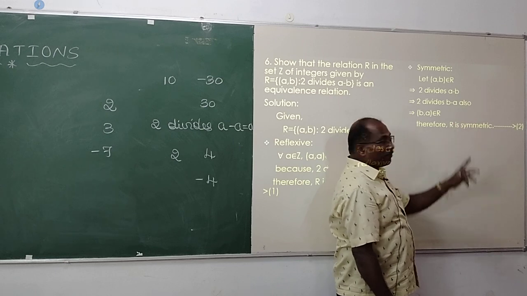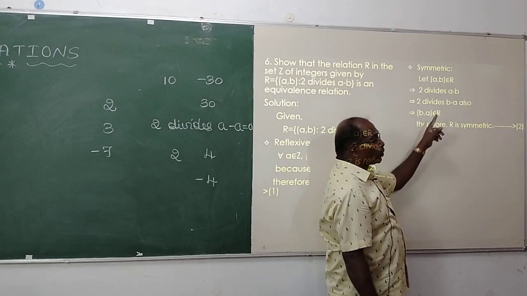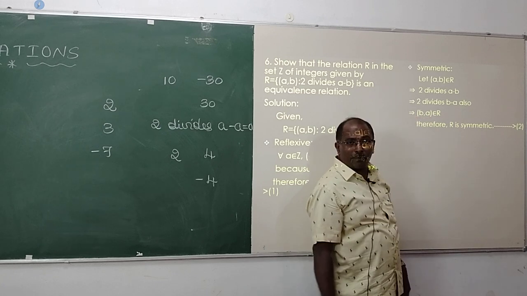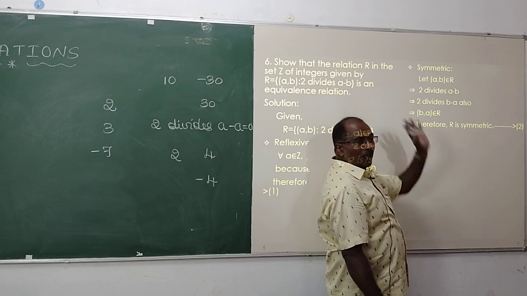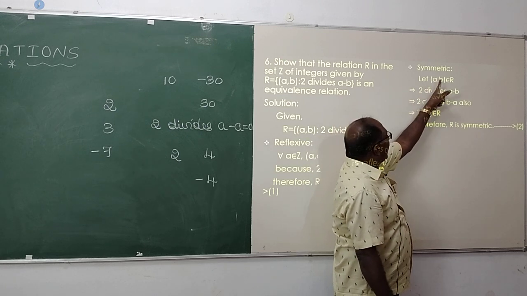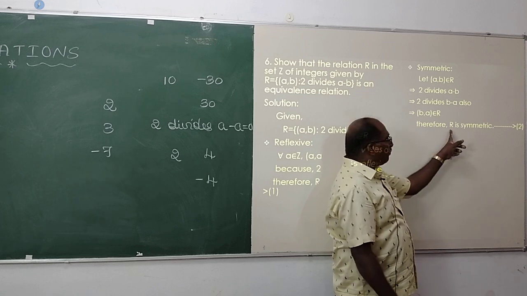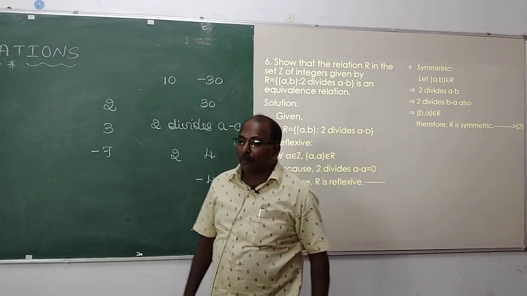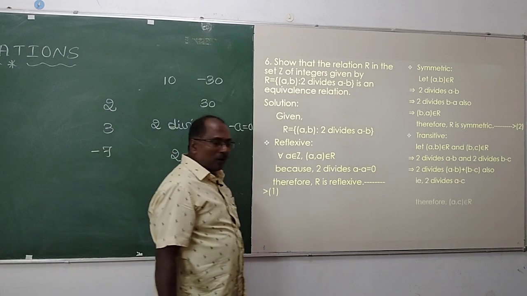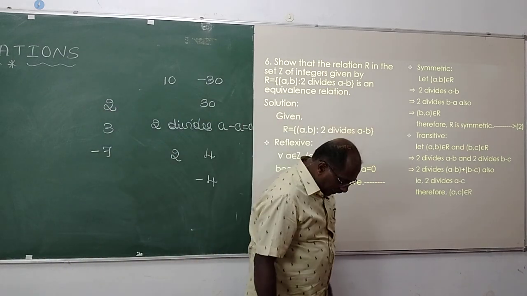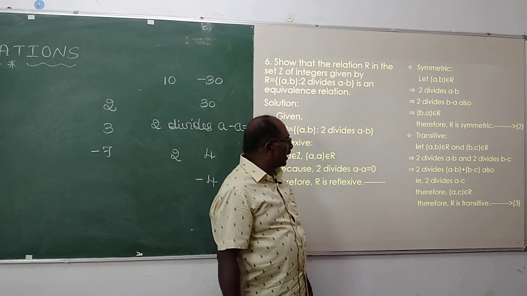Since 2 divides b minus a, we can say the ordered pair (b, a) belongs to R. Why does (b, a) belong to R? Because 2 divides b minus a. Therefore, whenever (a, b) belongs to R, then (b, a) belongs to R. Therefore, the relation R is symmetric. Now, let us determine whether R is transitive or not. Students, since we have to show that R is an equivalence relation, it should be transitive.